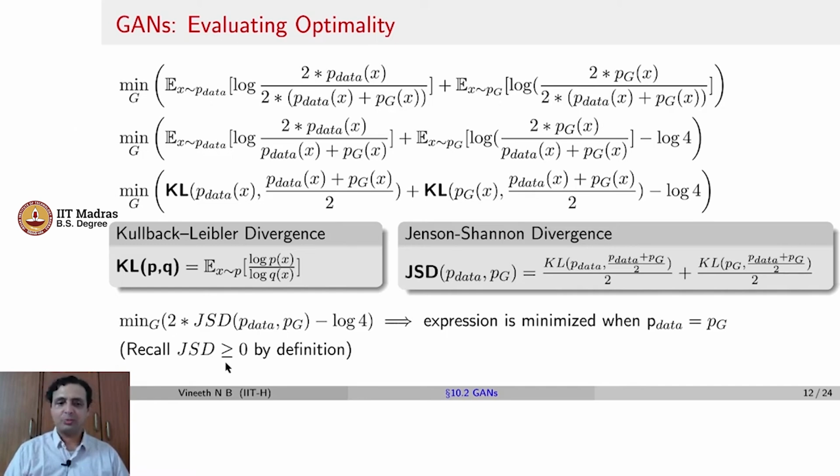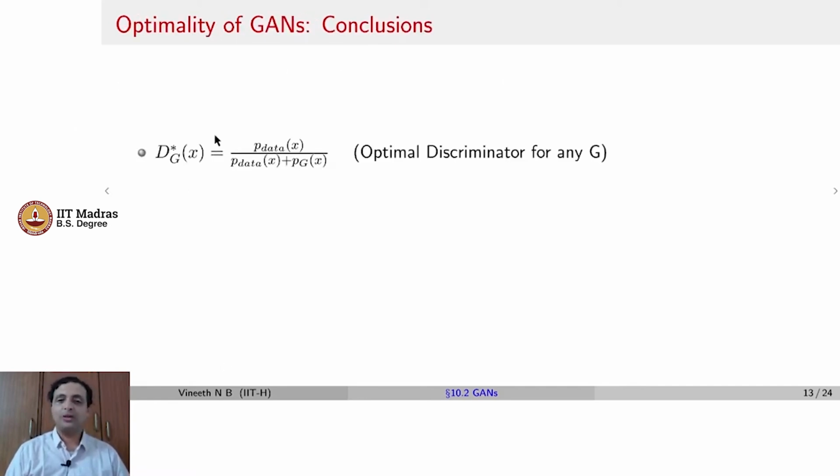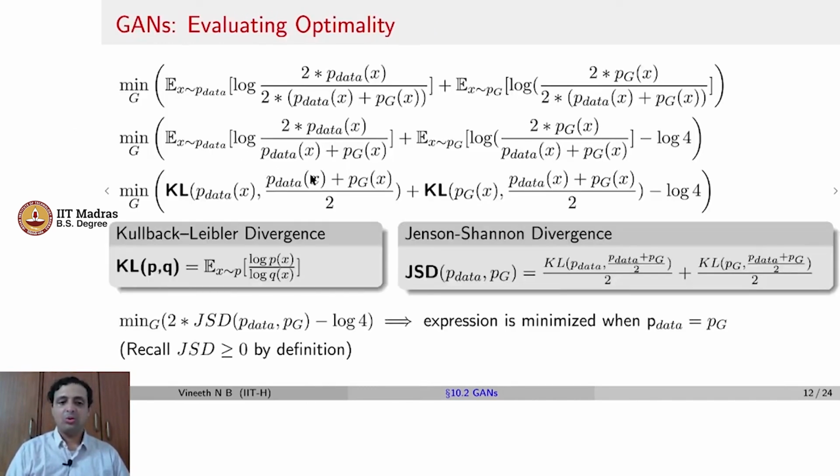Now what does this mean? Let's put all things together now. We already saw that the optimal discriminator is given by p data by p data plus pg. Now this particular term here, which is minimizing over G, 2 into Jensen-Shannon divergence of p data and pg minus log 4. Because Jensen-Shannon divergence is a non-negative quantity, this would be minimized when p data is equal to pg, because then this quantity would become 0 and you will be left with minus log 4. So the generator G is obtained when p data is equal to pg. We obviously knew this intuitively, but we also now see this mathematically.